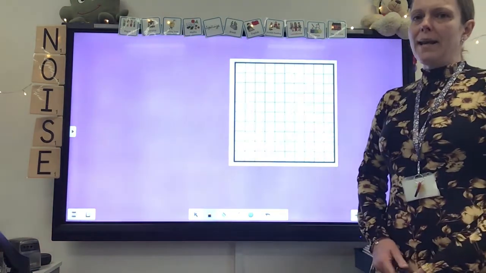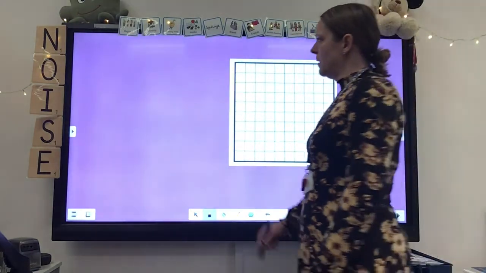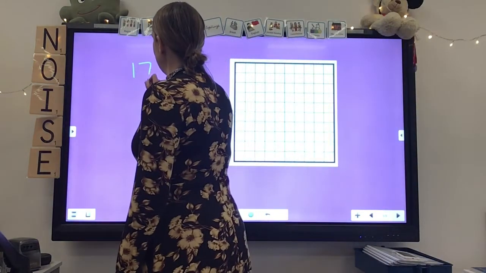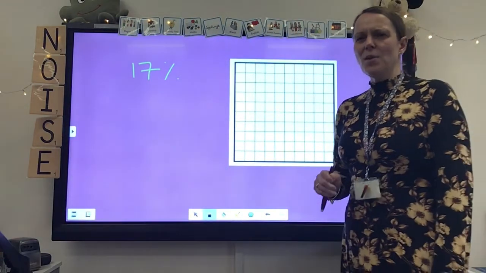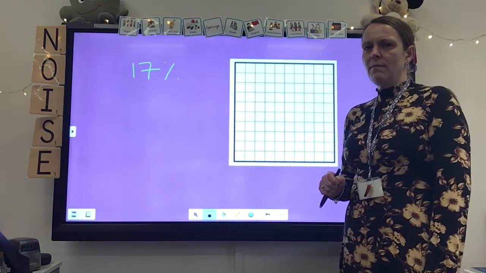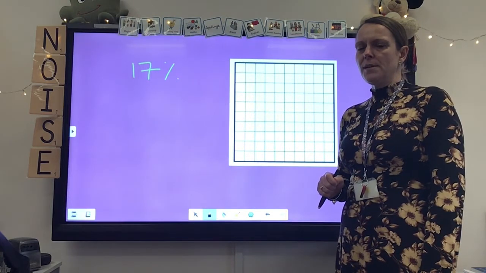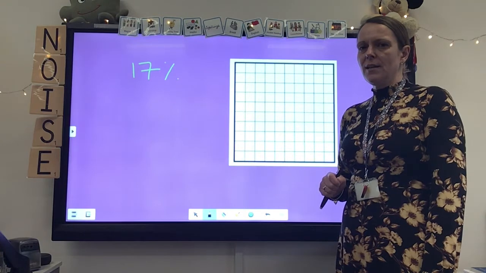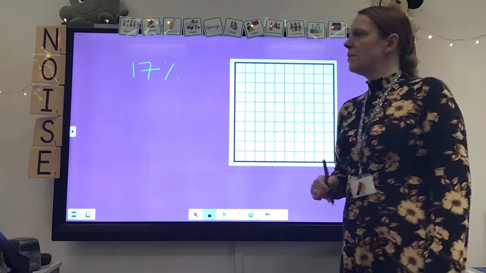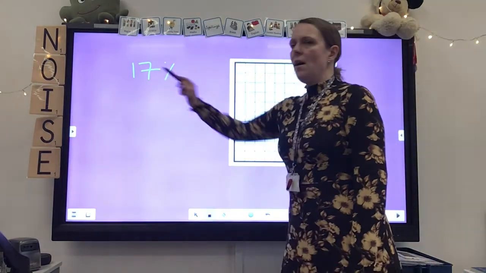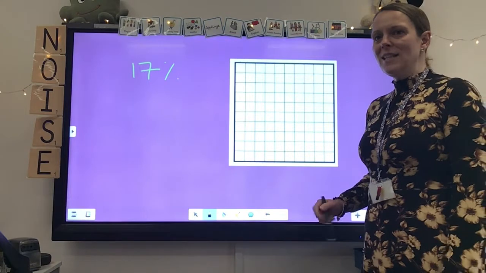Okay, here's a blank 100 square. If I wanted you to shade in 17% of the 100 square, how many squares would I need to shade in? Have a think. Pause the video if you need time to think and then restart when you're ready. Okay, well we know that percent is out of 100 and I've got 17%. So for my 100 square I need to shade in 17 squares.